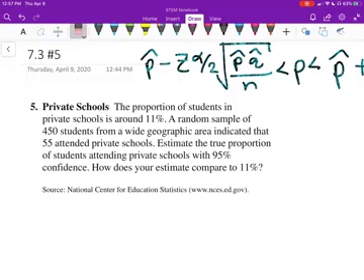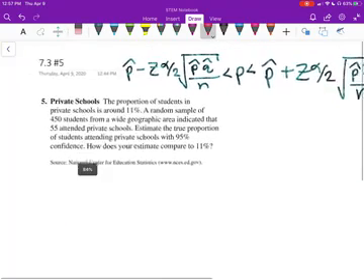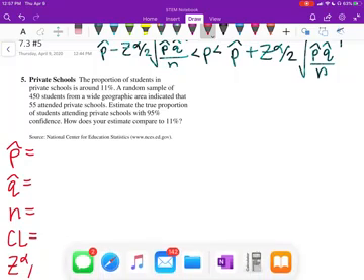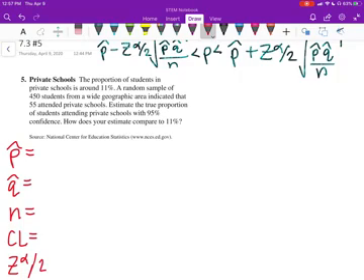And now we need to find our different values for this problem. So we need p hat, we need q hat, we need n, we need our confidence level, and our z of alpha over 2. Now let's go with our problem and see what they give us.